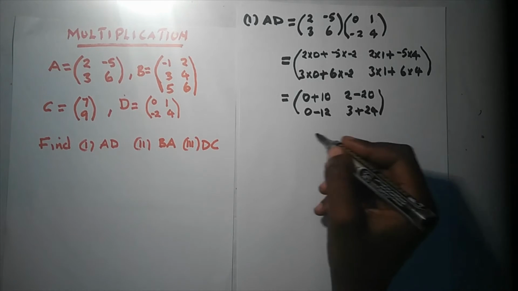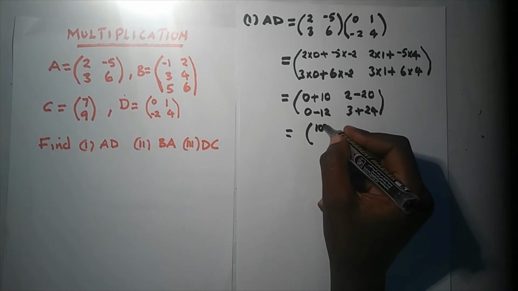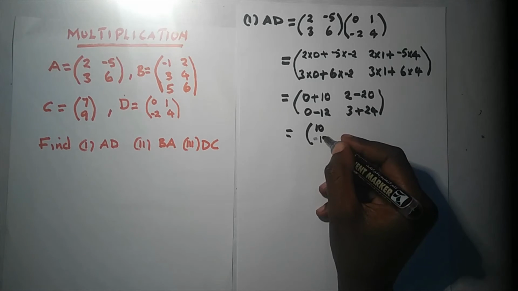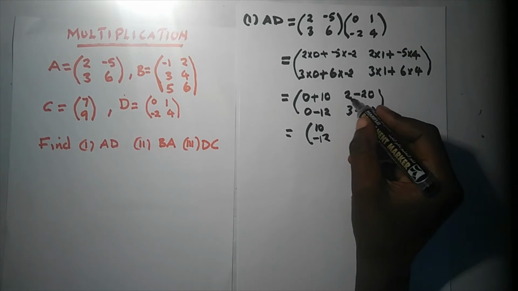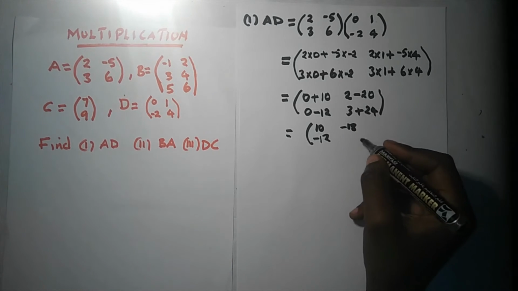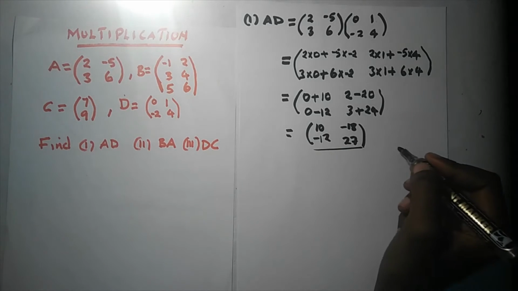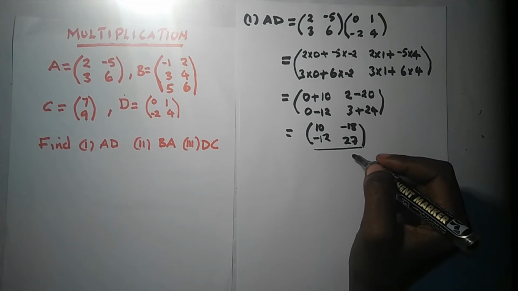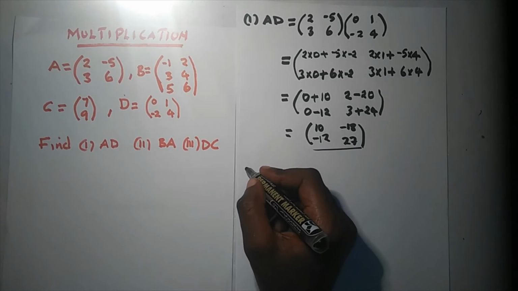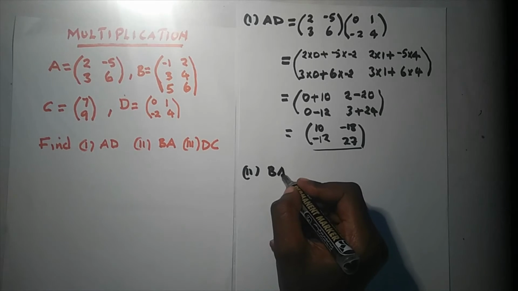Okay, so we can simplify here further. We are going to have 0 plus 10 is 10. 0 minus 12 is -12. And then 2 minus 20 is -18. And 3 plus 24 is 27. And so this is how we multiply matrices. Now let's go to our next question, number 2, which says find BA.